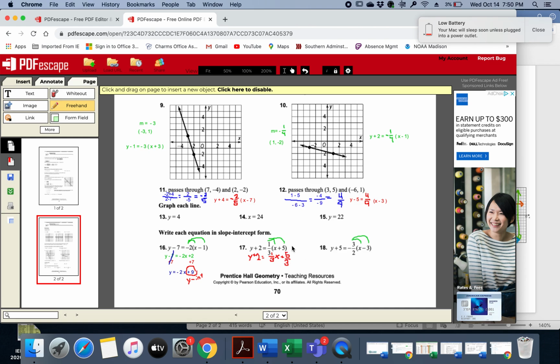When I combine fractions, I need the denominators to be the same. Right now, I have 2 over 1. So I need to change 2 over 1 to 6 over 3. 6 over 3 is the same thing. So when I subtract 2 from both sides, over here, instead of subtracting 2, I'm going to subtract 6 over 3 because that is the same thing as 2. 6 divided by 3 is 2. So it just puts it in the same form.